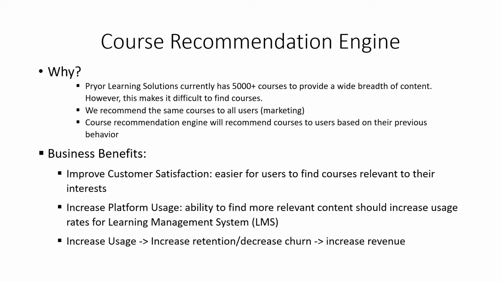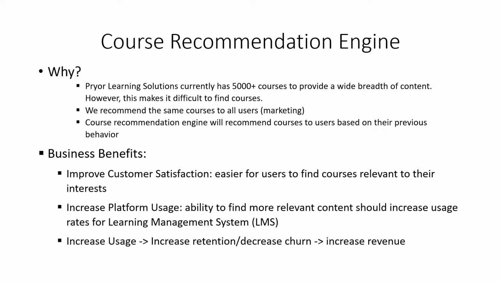This is for users who log into our learning management system, and we want to provide them with more targeted, recommended courses. So why do we want to do that? Well, Prior currently has 5,000 plus courses, which helps us provide a wide breadth of content. However, this can make it difficult for users to actually find courses. And we provide some filtering mechanisms, some different ways to sort and filter courses. But at the end of the day, you still really have to know what you're looking for, filter down to that and find it. So we want to make that easier.